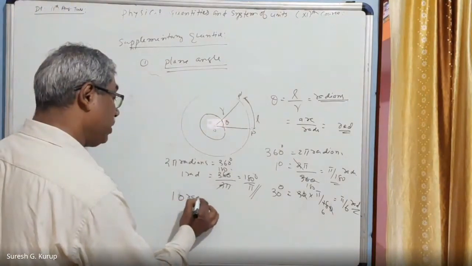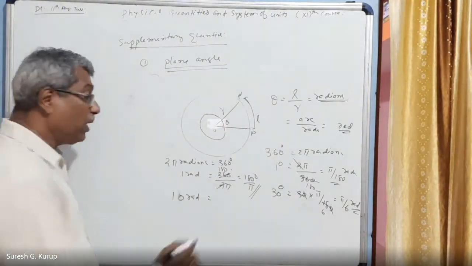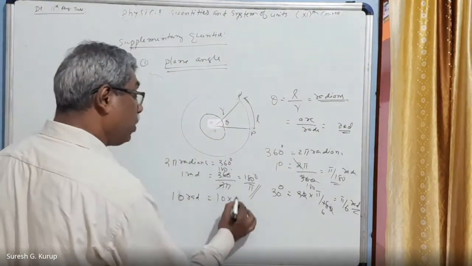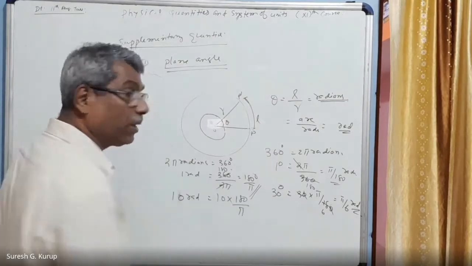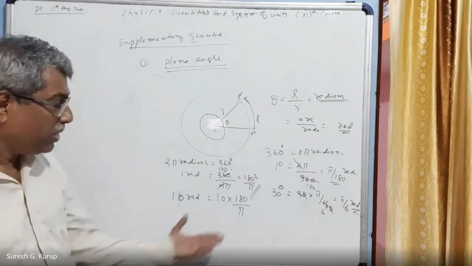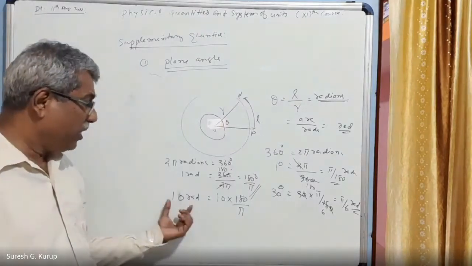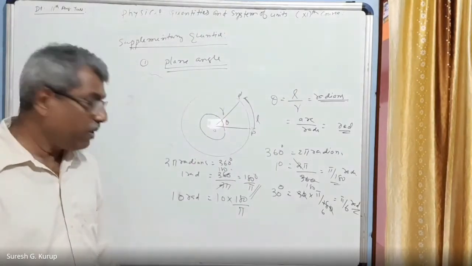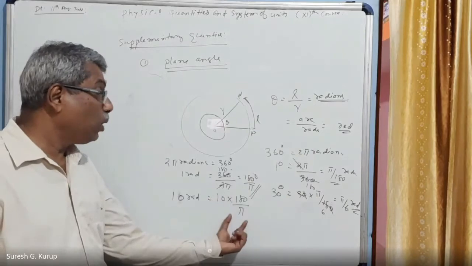10 radian, a plane angle, is equal to 10 into 180 divided by pi. 10 into 180 divided by pi. Any number of radians to convert into degrees, what do you have to do? You have to multiply with 180 by pi.